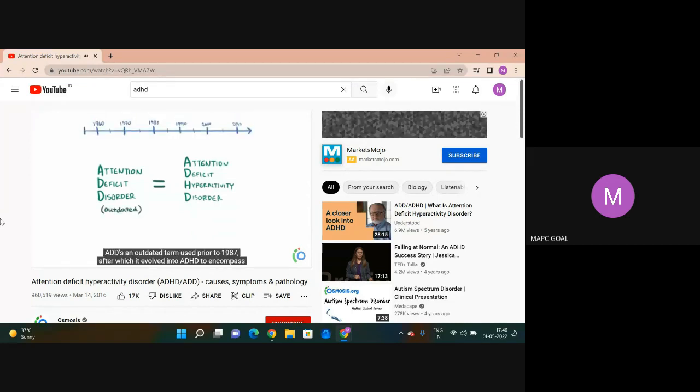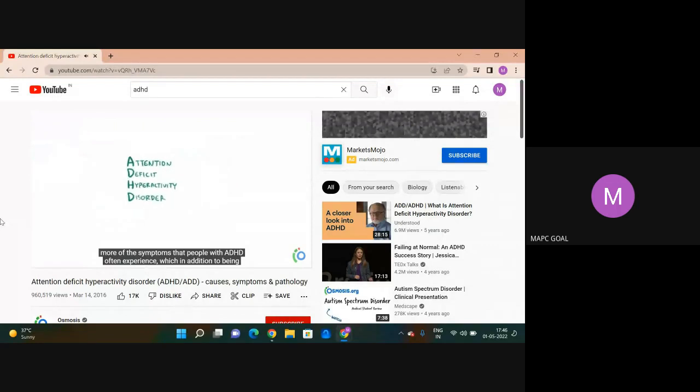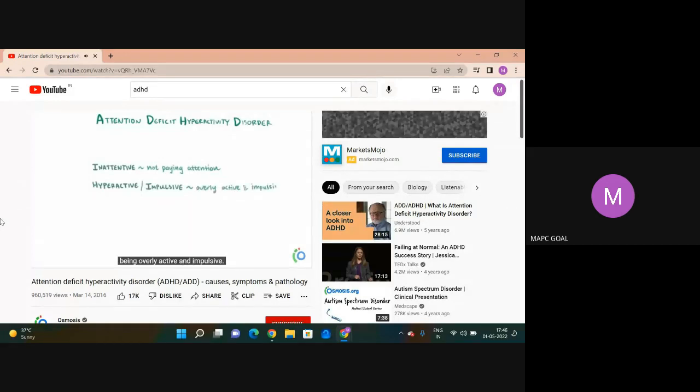ADD is an outdated term used prior to 1987, after which it evolved into ADHD to encompass more of the symptoms that people with ADHD often experience, which, in addition to being inattentive, includes both hyperactivity and impulsiveness. So somebody might be diagnosed with ADHD because they have symptoms related to not being able to pay attention. But they might also be diagnosed with ADHD if they have symptoms related to being overly active and impulsive. They might also have ADHD if they have symptoms of both.